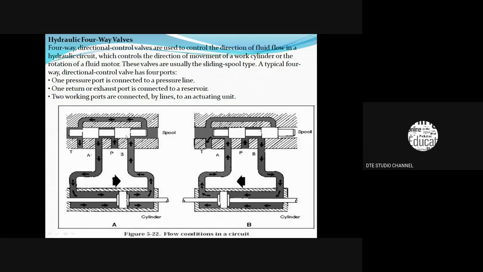In some cases, both the ports, A and B, can be closed. When both the ports are closed by the sliding spool valve, then no fluid can enter the actuator. This is called the neutral position. In the neutral position, the pressure acting on both ends of the piston is equal and the piston cannot move in the actuator.